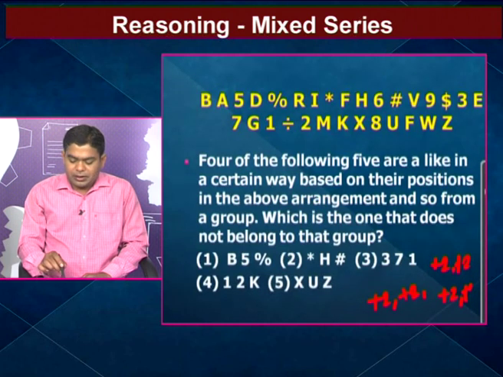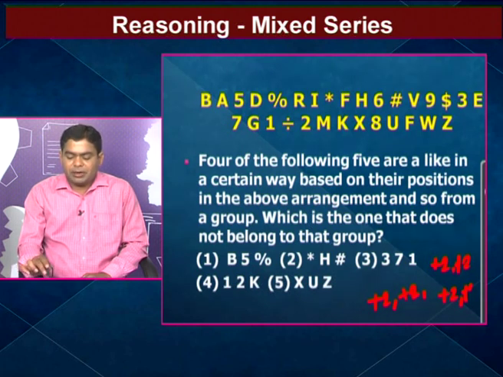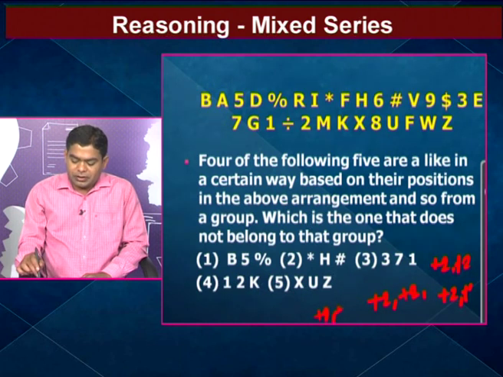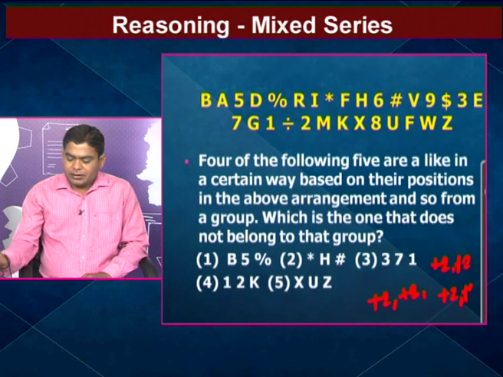Next, the fourth option, that one is 1, 2, K. Here 1 is there, 2 is there. That means the relation between 1 and 2 is plus 2 of the first one, and 2 is there, K is there, the plus 2 of 2. That means again the fourth option's rule is also plus 2 and plus 2. By observation X, U, Z. Here X is there, U is there.